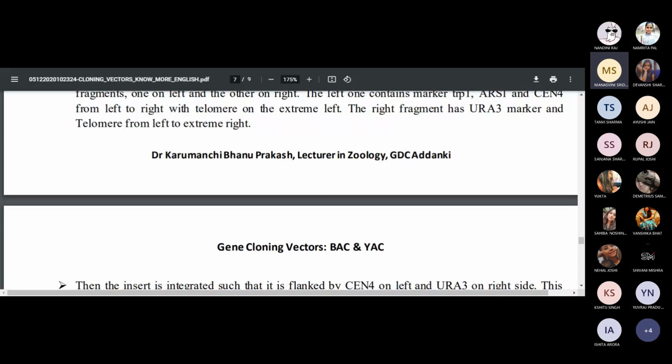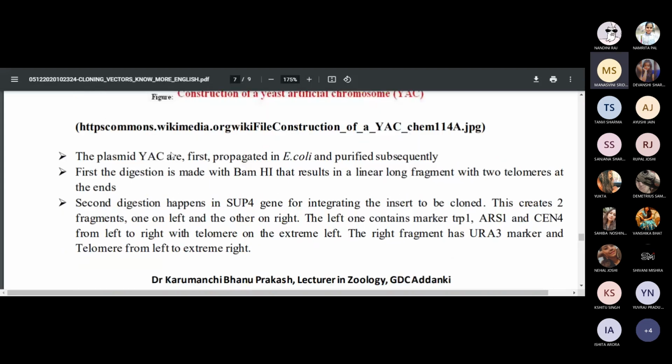The YAC plasmids are first propagated in E. coli and purified subsequently. First, the digestion is made with BamH1, which results in a linear long fragment with two telomeres at the ends. Second, digestion happens in the SUP4 gene for integrating the insert to be cloned. This creates two fragments, one on the left and the other on the right. The left one contains markers TRP1, ARS1, and CEN4 from left to right, with a telomere on the extreme left. The right fragment has the URA3 marker and a telomere from left to extreme right.